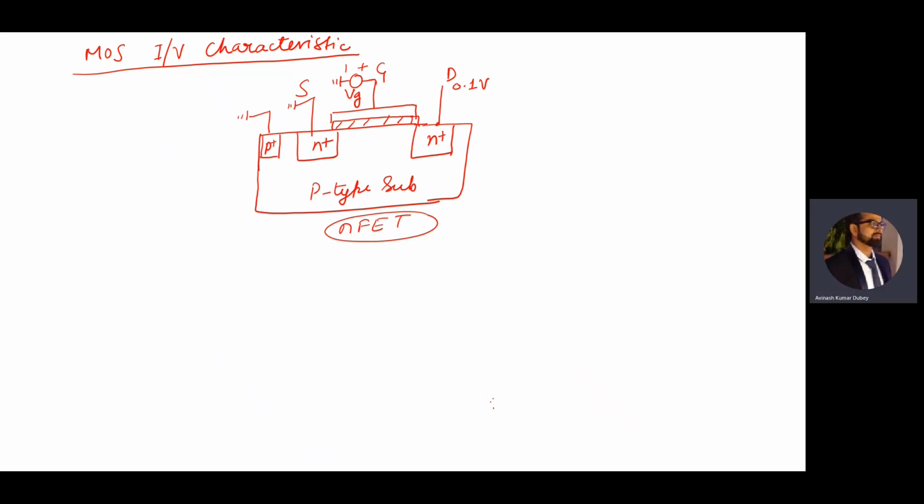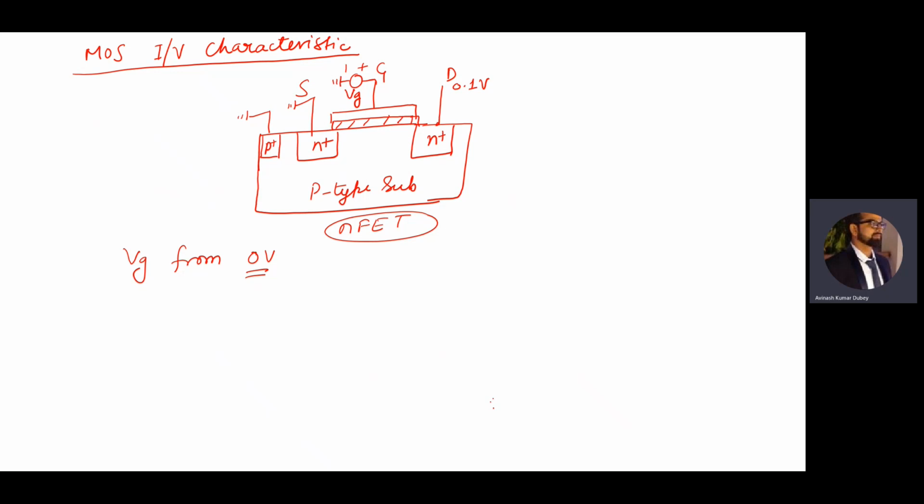So what happens if we increase this Vg? We are applying a positive gate voltage here. What happens to this device when we increase Vg from 0 volt? Initially when Vg is 0 volt, no layer will be formed, no inversion layer will be formed here.